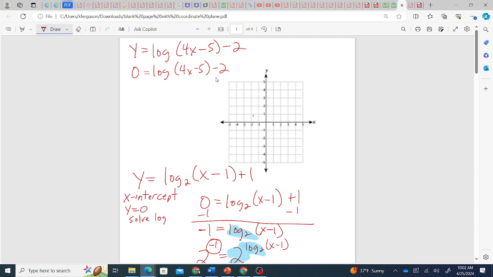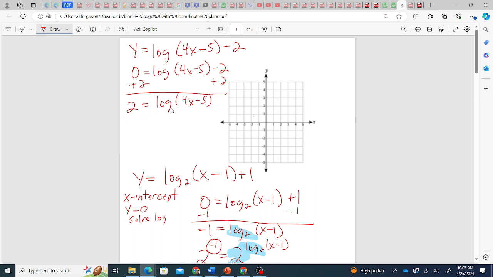Okay, so the first thing I need to do is get rid of this 2. So I got to add 2 to both sides. I'm really sorry. So now I got 2 equals log of 4x minus 5. What's important is that the log is by itself, and I totally missed that. So log of 4x minus 5, that's all the log. That minus 2 on the end needs to go away, so we move it to the other side.